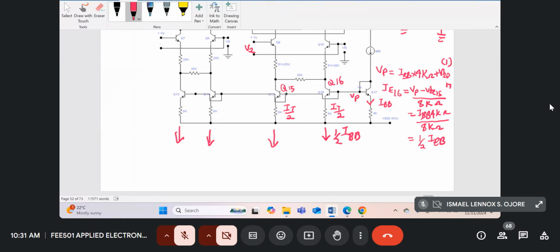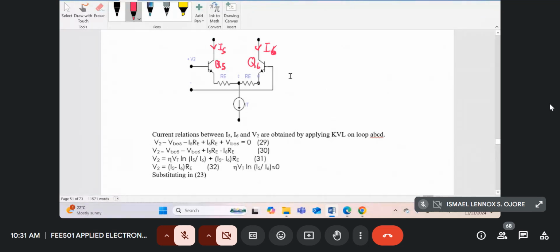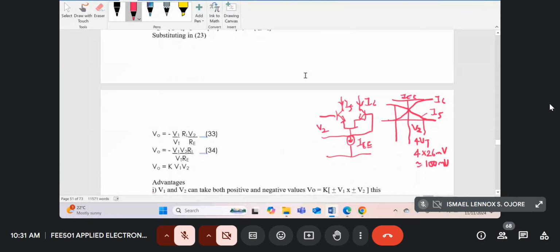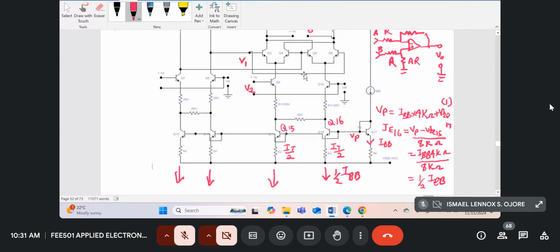Because now we've got two current sources. In our earlier design, Q5, Q6, we were just calling this current I total. We were just calling this current IT. But now we have two current sources, so I'll give them a name, IT divided by 2. Okay, so let's start the analysis, now that you've gotten some basic idea of what's happening. So we've got a normal Gilbert multiplier cell, but then we've got a modification.